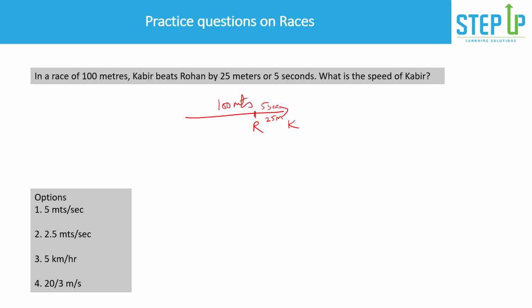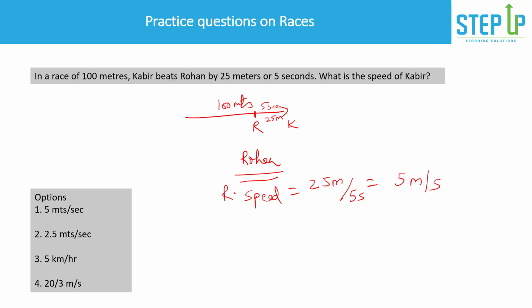Now, one thing that is very important to note here is that Rohan will either take 5 more seconds or cover 25 more meters. That means, can we not calculate Rohan's speed? Easily we can. Rohan's speed would be 25 meters upon 5 seconds, because he has to cover 25 meters in 5 seconds. That means his speed is 5 meters per second.